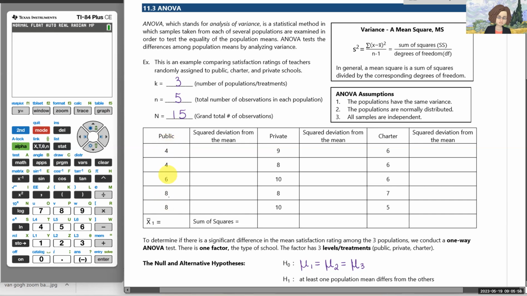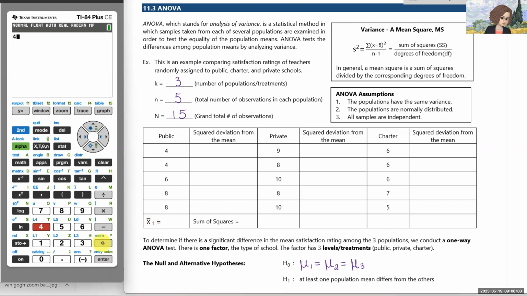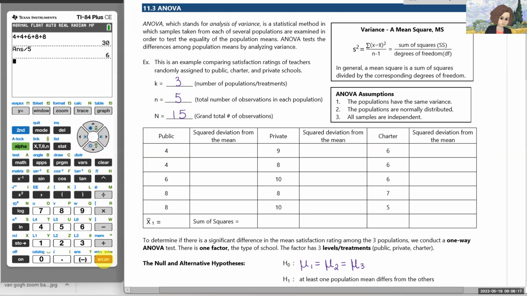First, I'd like to know for this sample, what was the mean satisfaction rating? I'm just going to do this one by hand. We know to find the mean, we add the data values. That will be 30. 5 values, so divide by 5. So average satisfaction there is 6. And then I'll just fill in the other ones. You don't have to do the calculation here. The sample mean for our private schools will come out to be 9. And the satisfaction rating for our teachers at charter schools comes out to be 6.